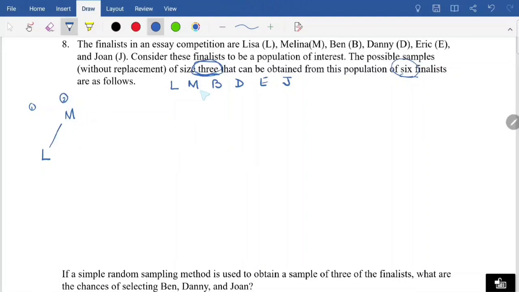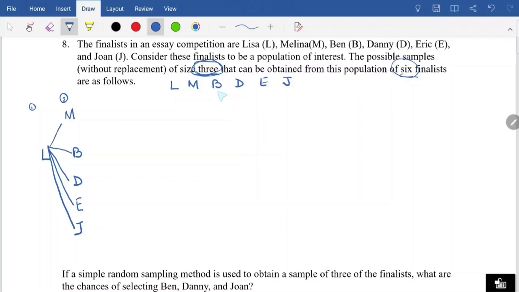In the second draw we can either get M or B or D or E or J, correct? So M or B or D, every person has an equal chance of getting drawn. This is simple random sampling. And then we could get E, Eric, or we could draw J, Joan. All of these have an equal chance of being drawn in the second round. Now we have 2 so far. We need a third draw. We need to draw the name of a third person.